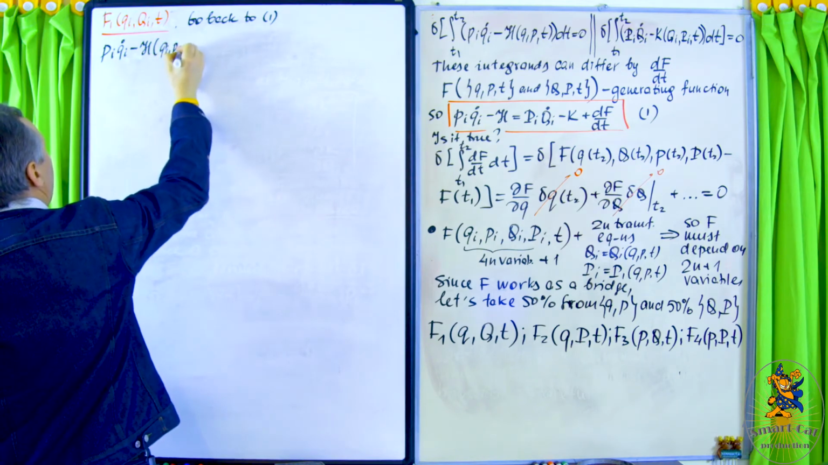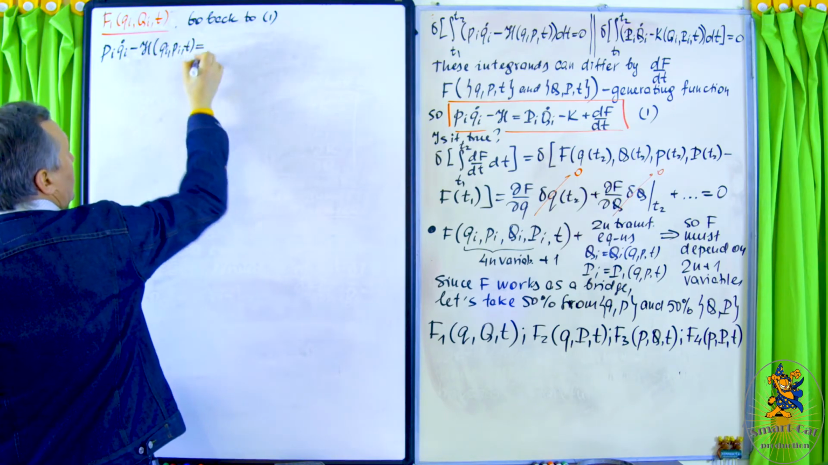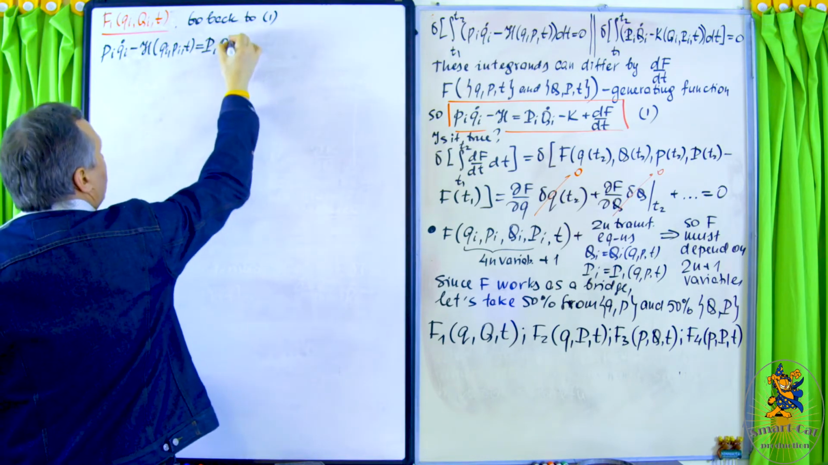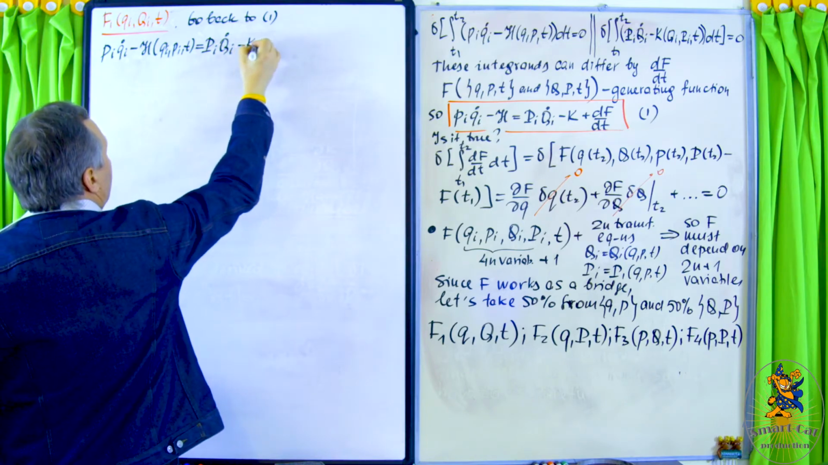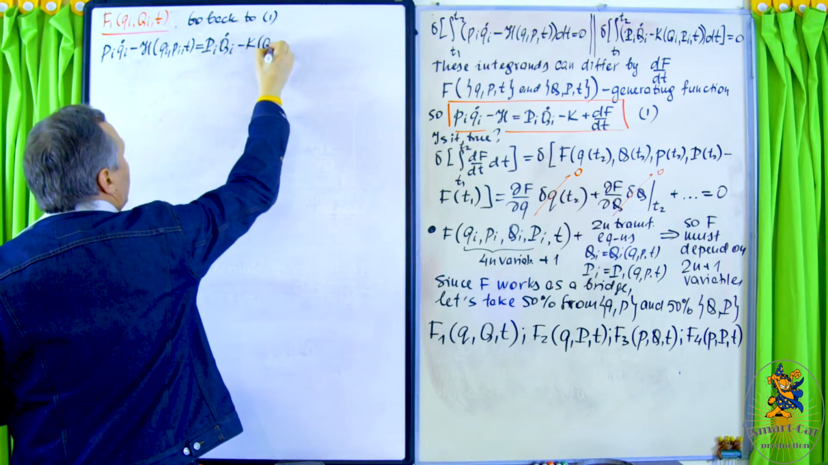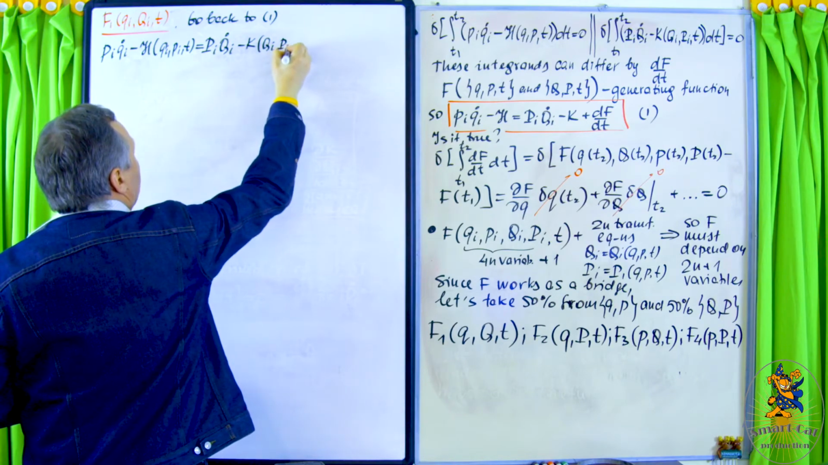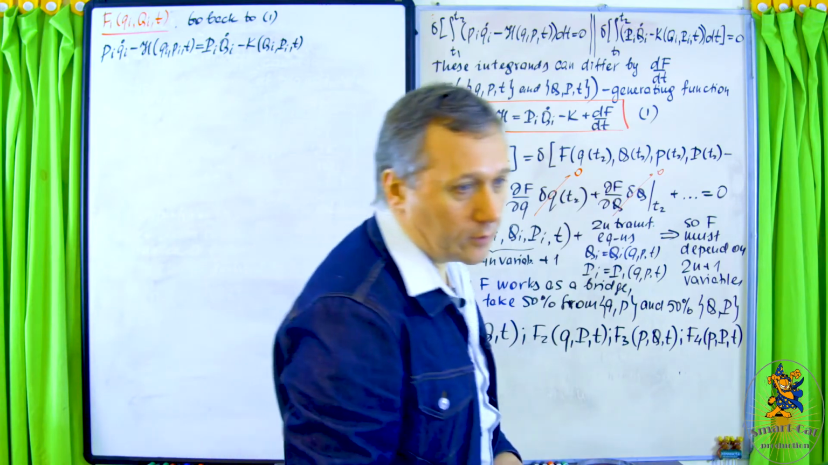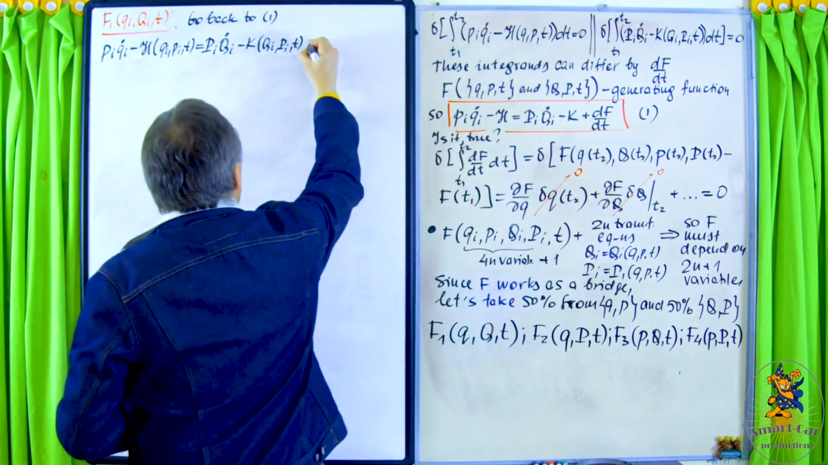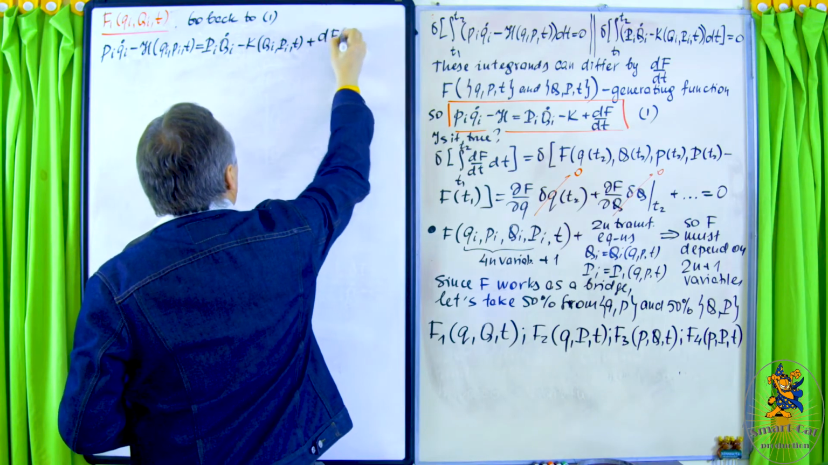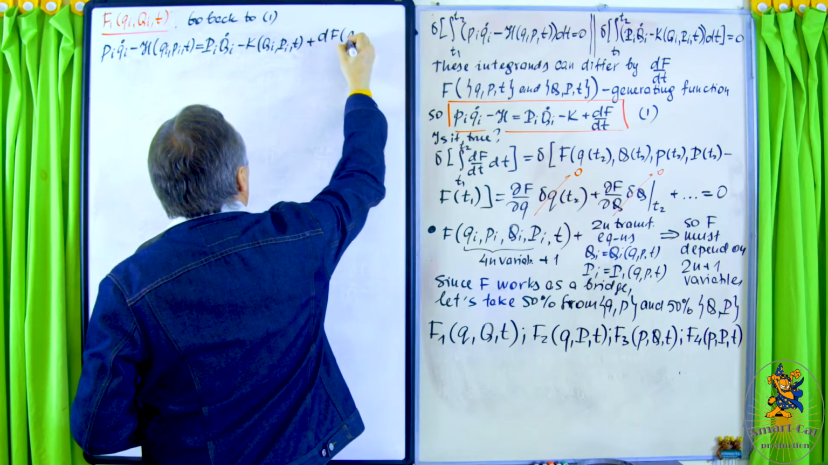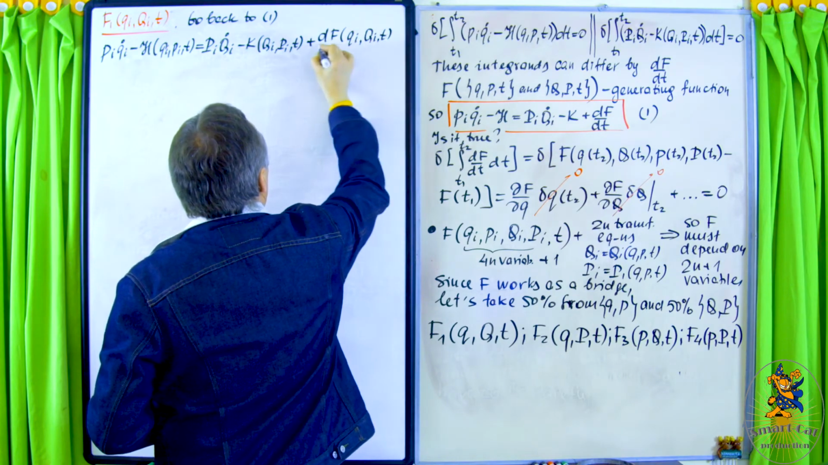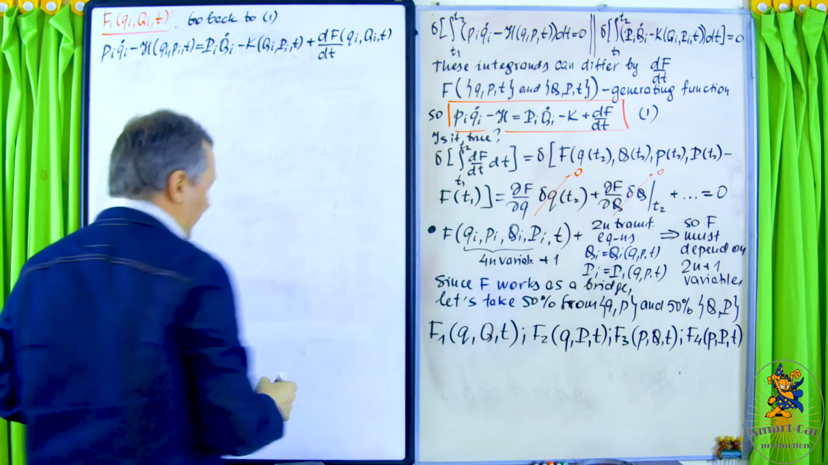Q_i dot equals, okay, first I will rewrite it completely. Right. Minus K, and of course K will be a function of what? Capital Q, capital P, and possible time dependence, our Hamiltonian in the new world, and plus dF, and function F is the function of what? Small q, capital Q, and t, and derivative with respect to time.